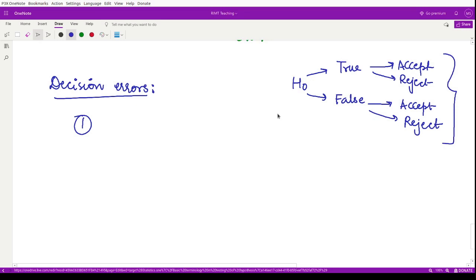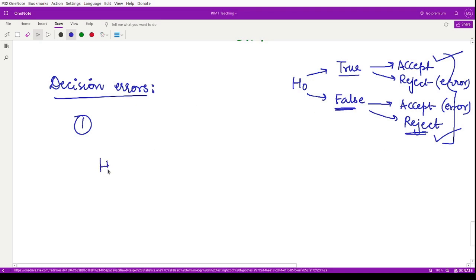So if it is true and we accept it, that case is okay. But if it is true and we reject it, that means we are creating an error here. And if the hypothesis is false and we accept it, that means we are also creating an error here. If the hypothesis is false and we are rejecting it, that means we are doing it correct, right? So based on that, we may have errors.